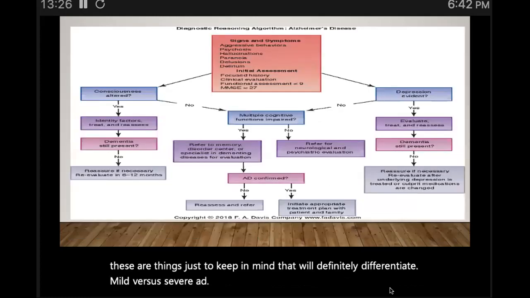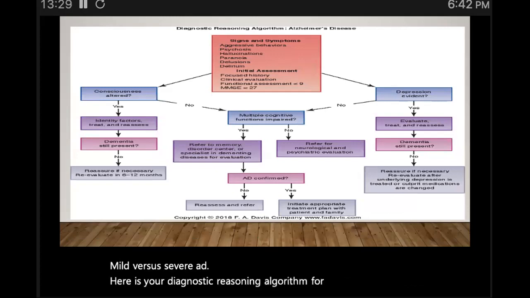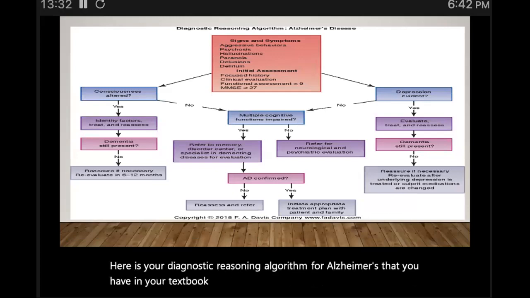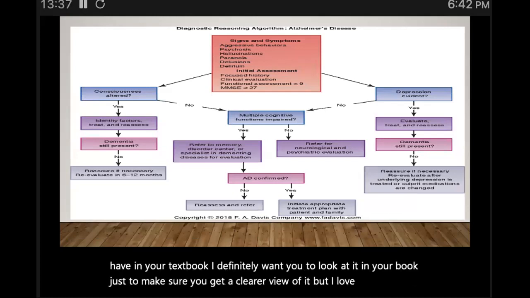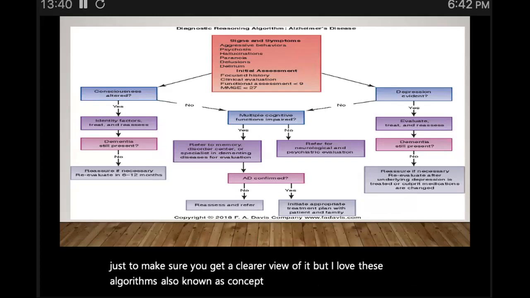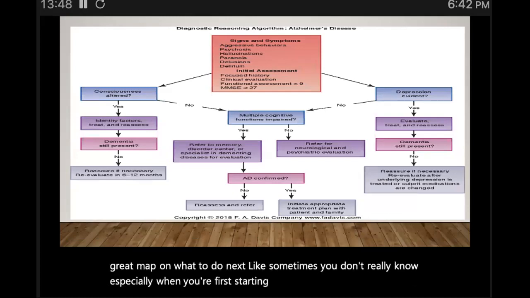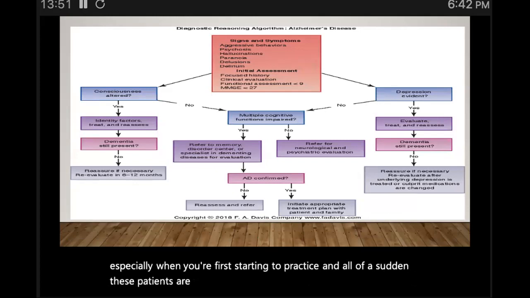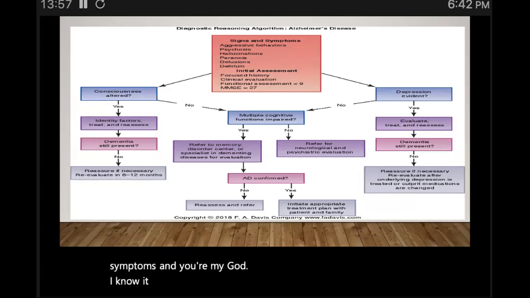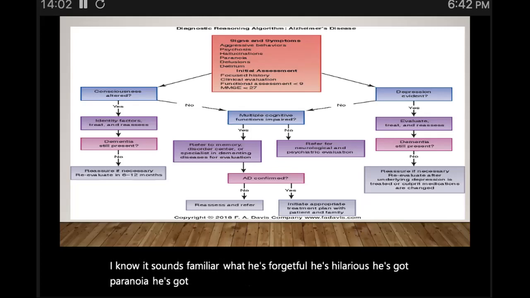Here is your diagnostic reasoning algorithm for Alzheimer's that you have in your textbook. I definitely want you to look at it in your book just to make sure you get a clear view of it. But I love these algorithms, also known as concept maps, because they give you a great map on what to do next. Sometimes you don't really know, especially when you're first starting to practice, and all of a sudden these patients are coming at you with all these various broad symptoms, and you're like, oh my God, it sounds familiar. He's forgetful, he's delirious, he's got paranoia, he's got some aggressive behaviors. That sounds like it could be dementia, but where do I take it from here?